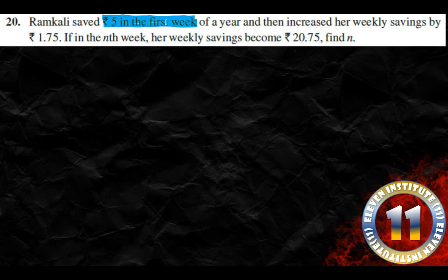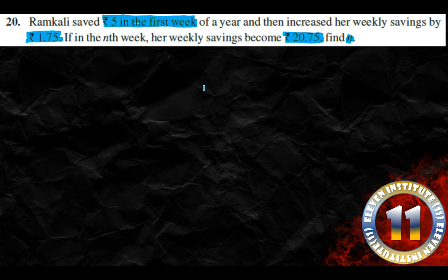₹5 in the first week of a year. Then increased her weekly savings by ₹1.75. That is, every week she keeps increasing by 1.75. If in the nth week her weekly savings becomes 20.75, that is, this is the last term that is given. Find the value of n.